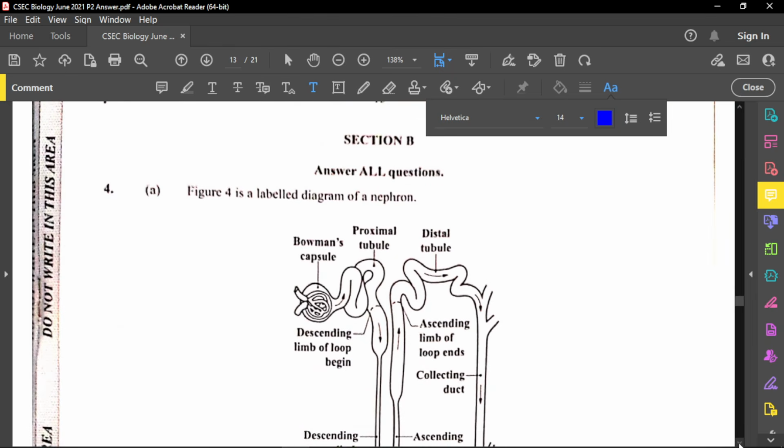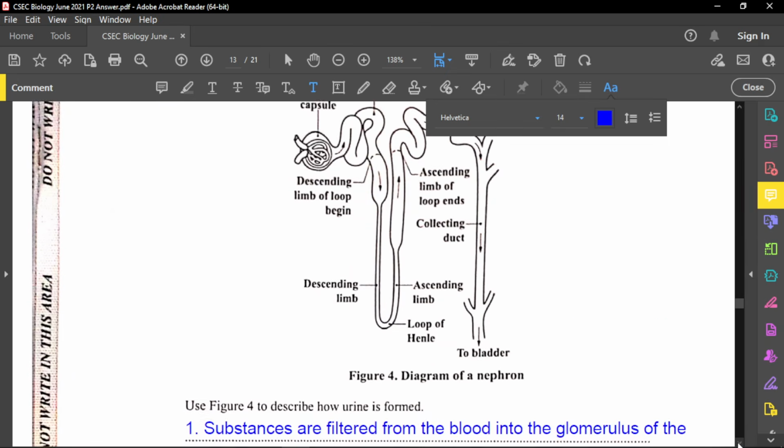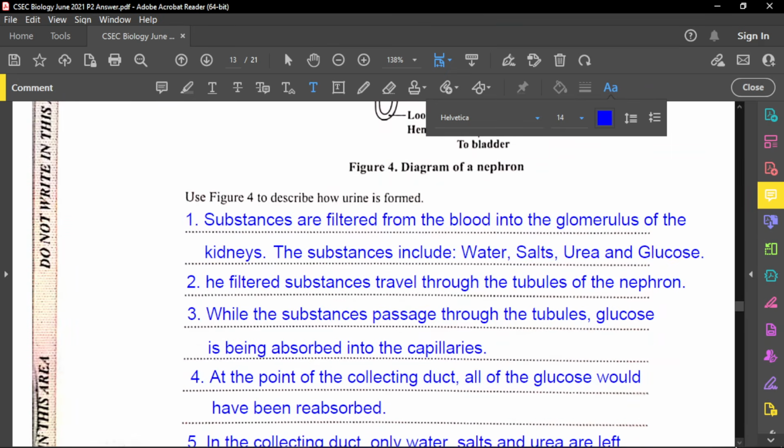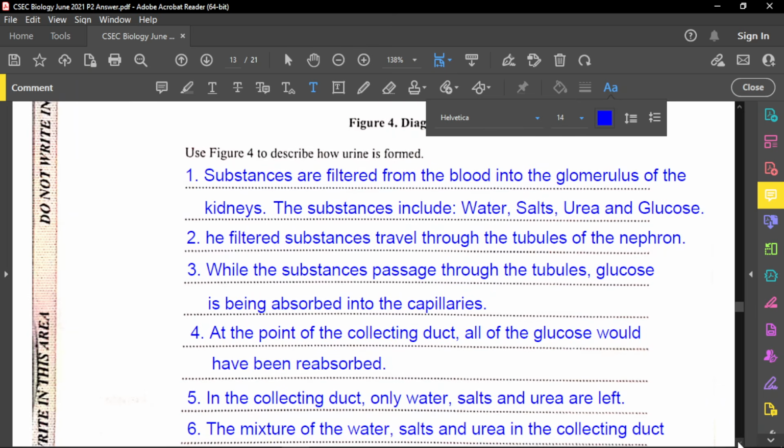Now, section B, question number 4. The first part of this question is, figure 4 is a labeled diagram of a nephron, and you can observe the different structures of a nephron. And then the first part of the question asks us to use figure 4 to describe how urine is formed. And so you need to know that urine is a mixture of urea, salts, and water. And so here I give you an outline.